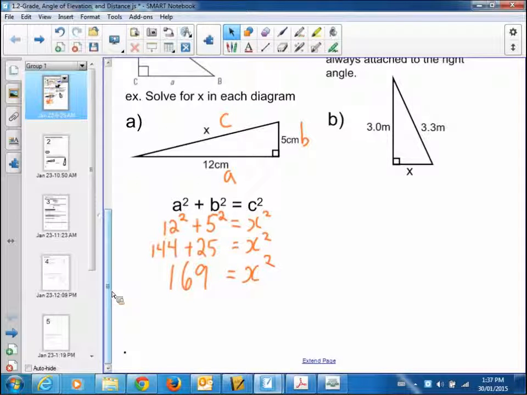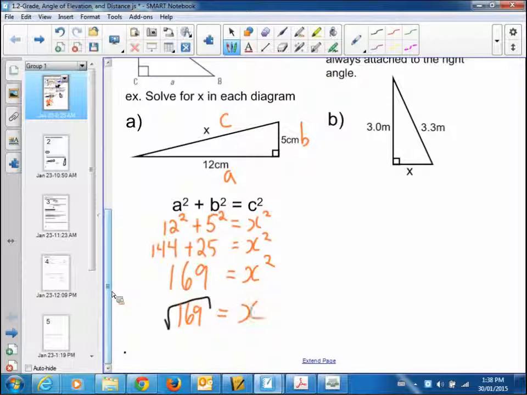Okay. Everybody else, we have 169 equals x squared. How do you undo a square? Square root it. Okay. So this is where you take what we were practicing above, hit the square root button. I'm using black for the buttons. 169. That's going to give you the single letter x. That solves for x in that diagram.